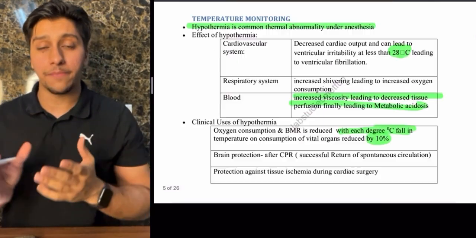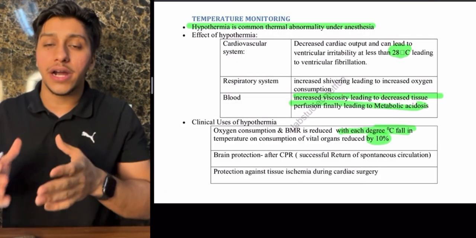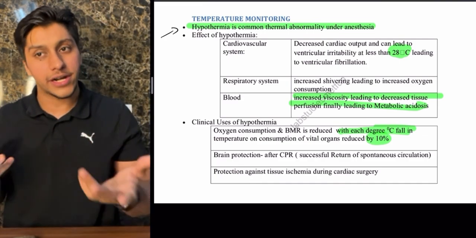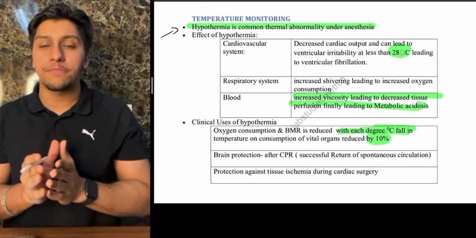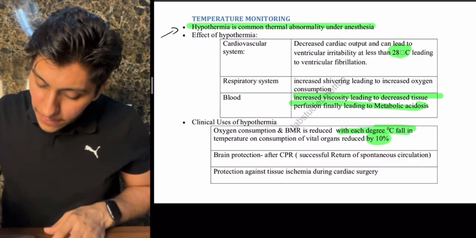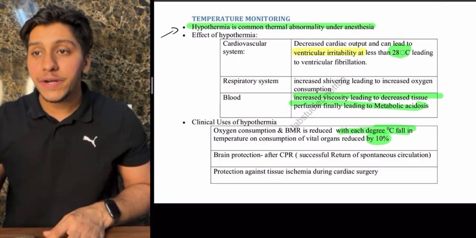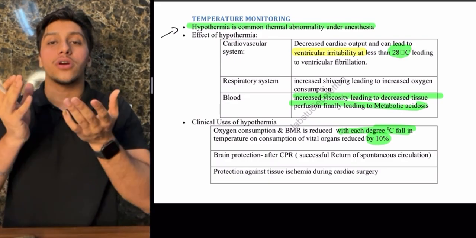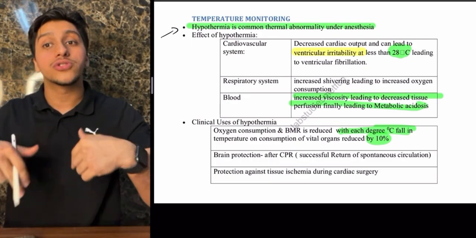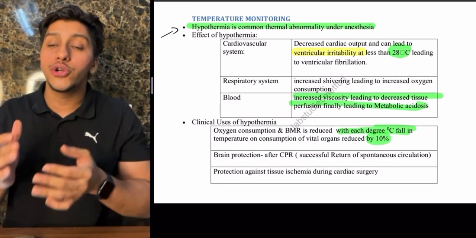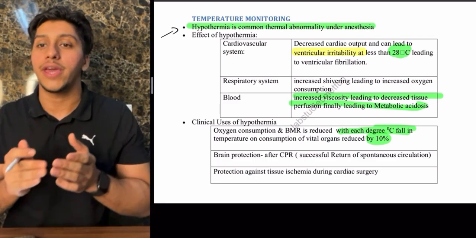Next guys, let's talk about temperature monitoring. Whenever a patient is under anesthesia, usually the patient is going to suffer from hypothermia. That is common. So what are the side effects of hypothermia? You can notice that there will be ventricular irritability at around 28 degrees Celsius. In the respiratory system, because of increased shivering, oxygen consumption will also be more because the muscles are more activated. The blood becomes more viscous, due to which the patient can suffer from metabolic acidosis.